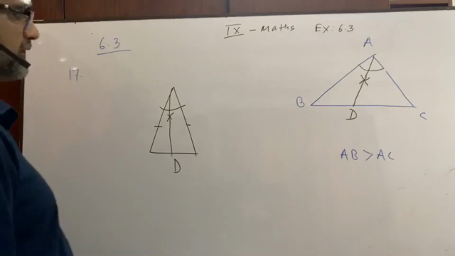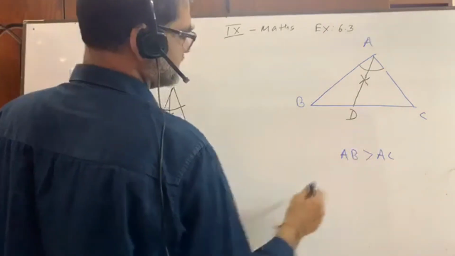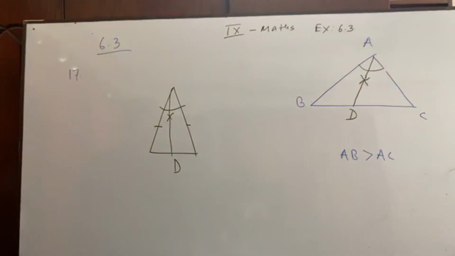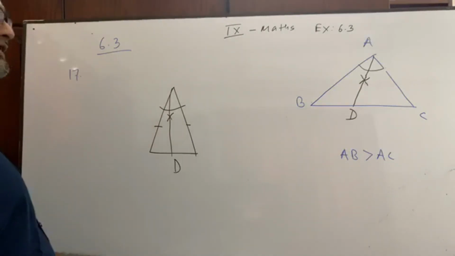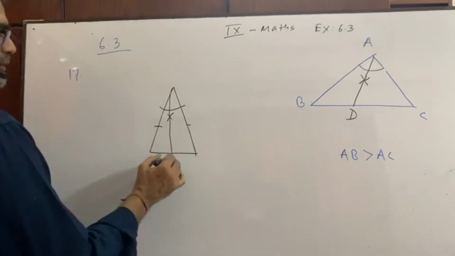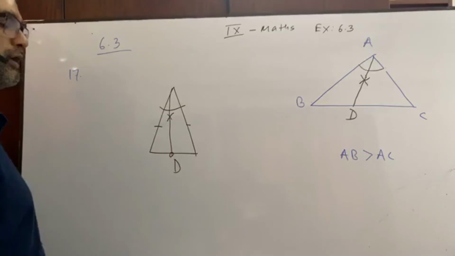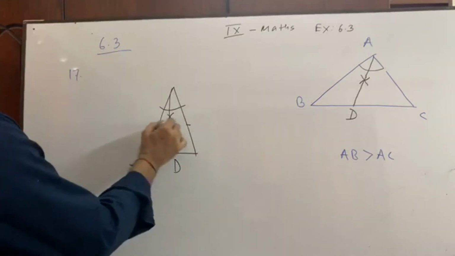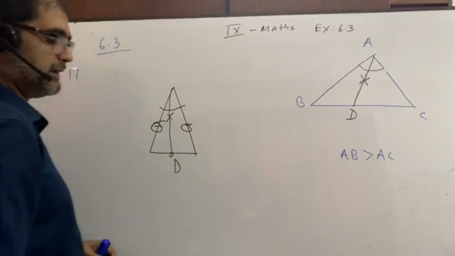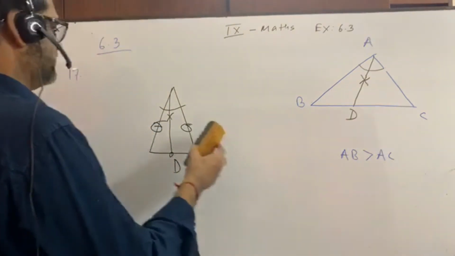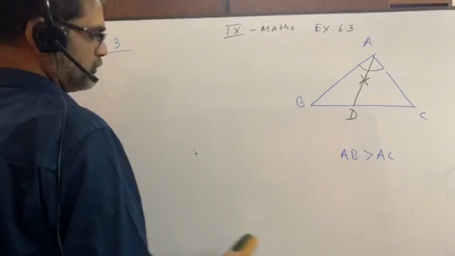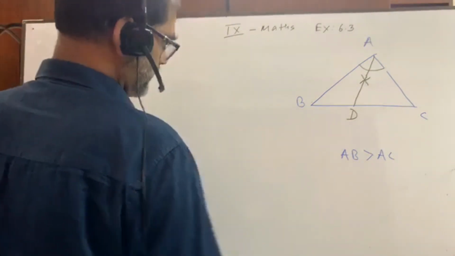But here it is clearly written that AB and AC are not equal. Here it is written that AB is greater than AC. D could become the midpoint of the base if these and these were equal, as in an isosceles triangle. But in this problem it is not. Okay, what is to prove here?